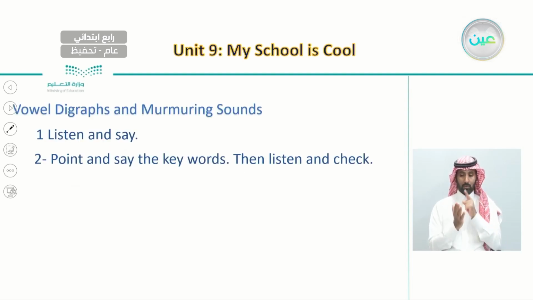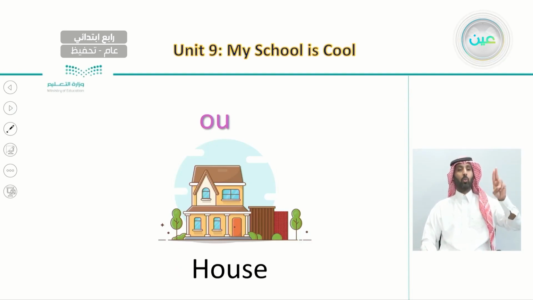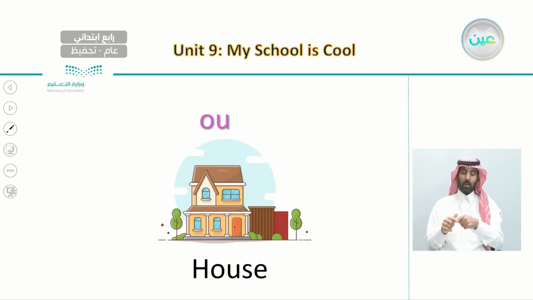Here, what we're going to do with the vowel diagrams and murmuring sounds is first listen to the teacher and say these words, and after this it's important that we point and say the keywords and listen to them. So let's start with the first word we have with O and U, which is house. A house. This is a house. It has the sound of O and U.